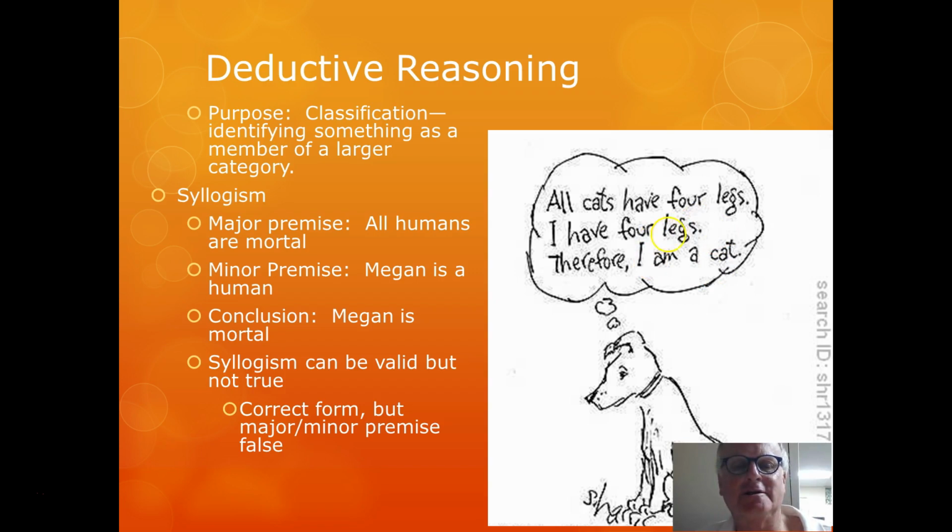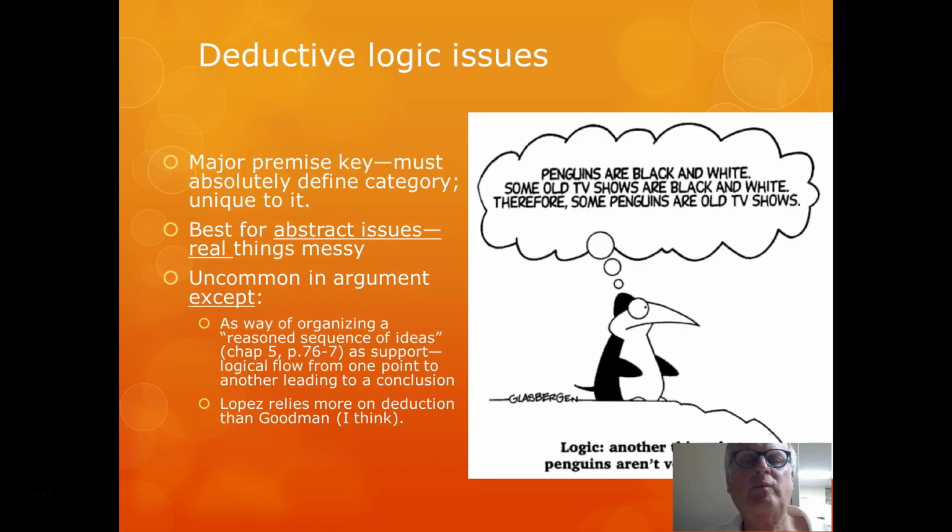So here we have a syllogism that is valid in that it has the same form. Cats have 4 legs, I have 4 legs, therefore I'm a cat. But it's wrong because the major premise is defective. Okay, so that's deductive logic. It works for classification, it works for putting things into categories, but it's problematic because it has very limited use. The real world is a lot messier than this. As I've talked about, it is a messy business. They're abstract. It works well for abstracts.